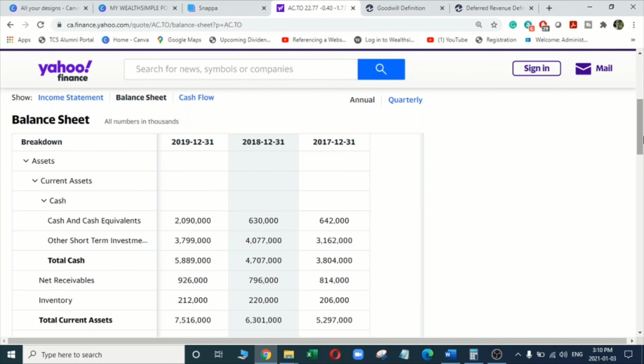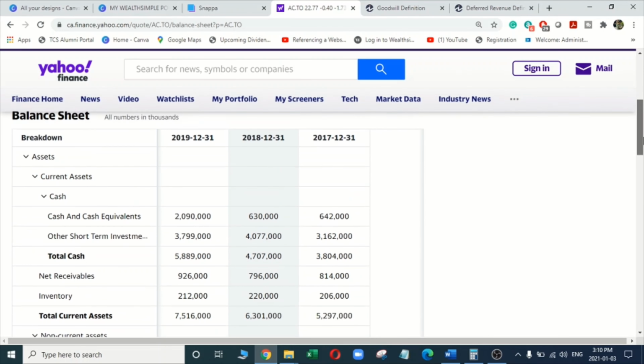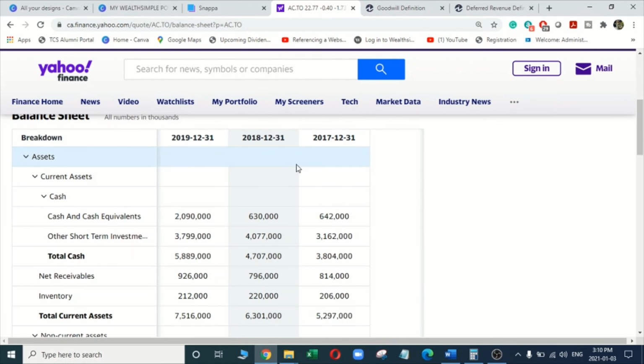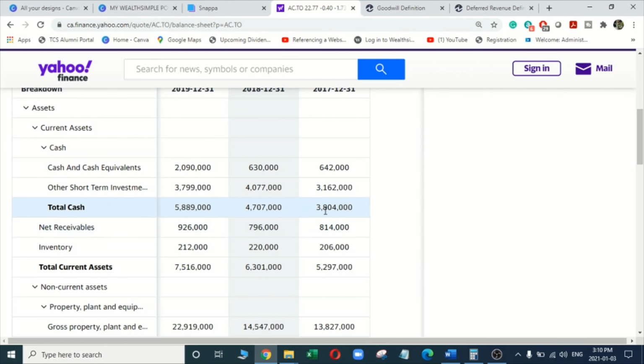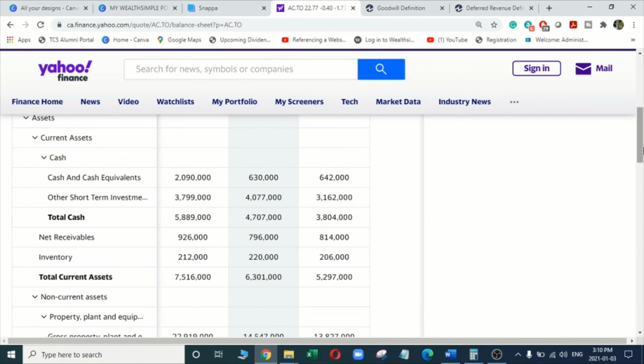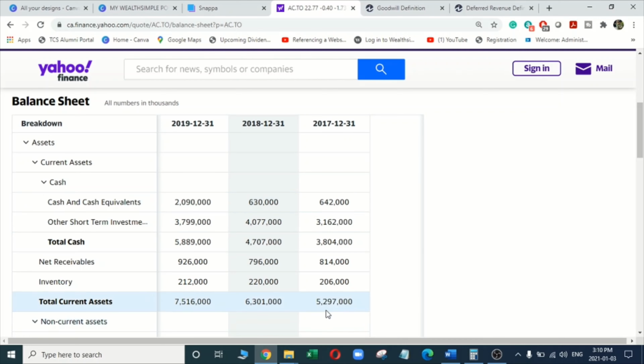The second more important point is that we need to see how the company is growing on a yearly basis. So if we consider the total cash for Air Canada in 2017, we can see that it was 5.2 billion in total current cash assets. Then in 2018 it came out to be 6.3 billion, and in 2019 it came out to be 7.5 billion, which is increasing, which is pretty good.